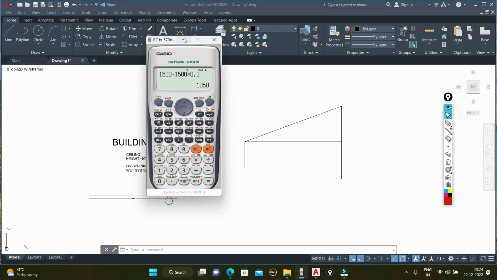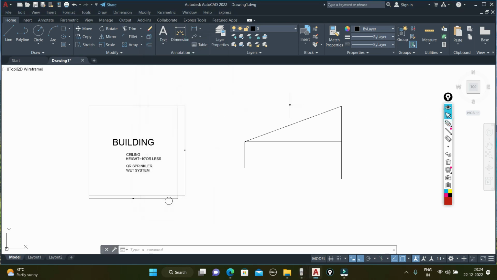For our firefighting system, we include only 1050 feet square. We only consider 1050 square. We will not consider 1500 fully. Okay, if this is a slope ceiling, and we are using quick response sprinkler or CMSA sprinkler, then we will reduce the area of operation by 30%.